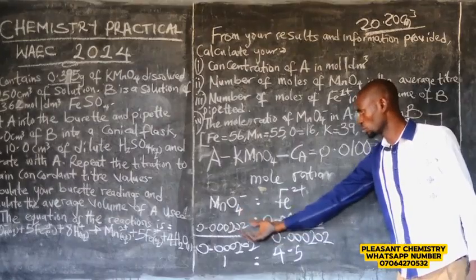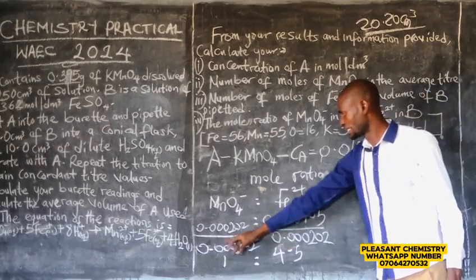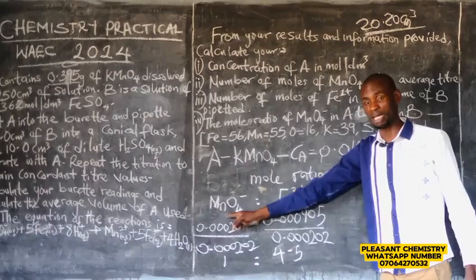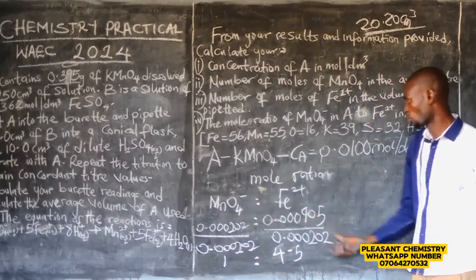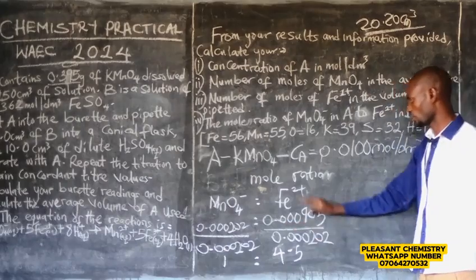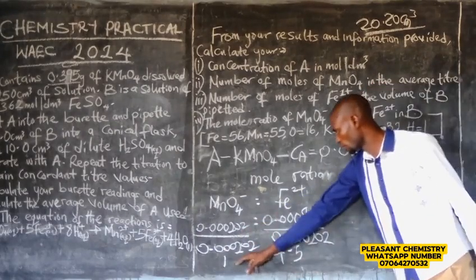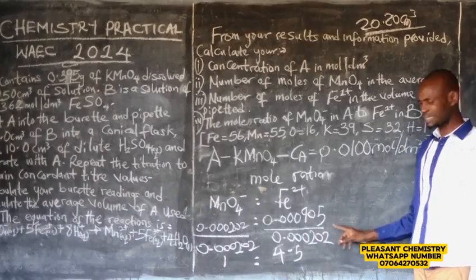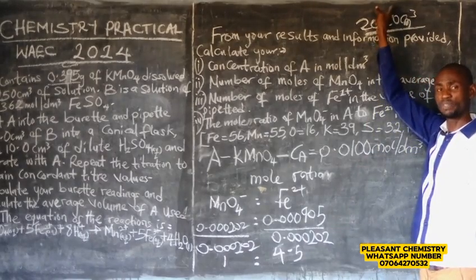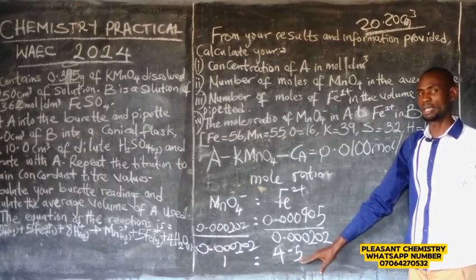The next thing is that we need to divide by the smallest in order to get a perfect whole number. And the smallest there is 0. The one of potassium manganese is smaller than that of iron 2. So because of that, we divide both sides by that of potassium permanganate. And this one will give us 1. But take note, in this case, because of the volume, the average volume of acid that we use, it can affect our final answer here.